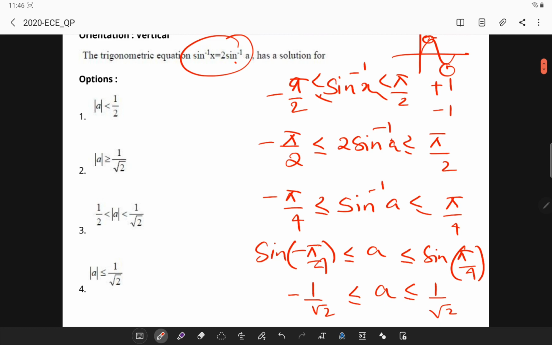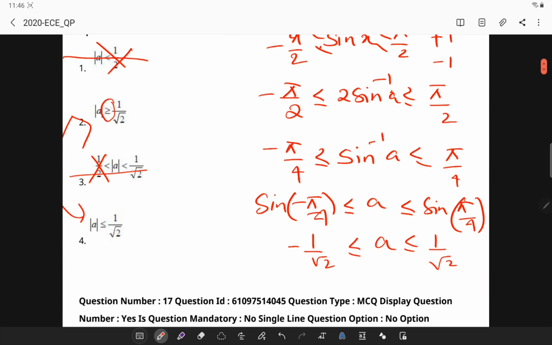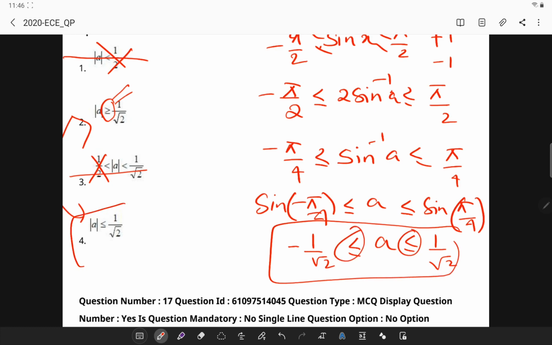So see the inequality. The value of a is not 1 by 2, so these two options are gone. So I'll be left with these two options. So see this inequality, it has greater than 2. But however, we got it with the limit of this. So the answer is this.